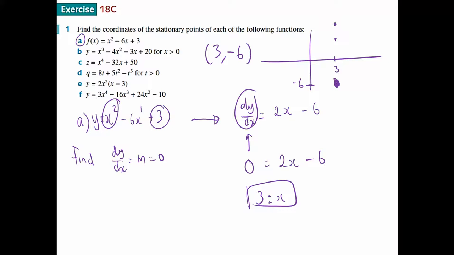Now in year 11 and 12, just because you know the graph, if you can't say yes, it has to be a local minimum, you actually have to prove it. Okay, this is for 18D now, so I'm doing 18C, but 18D would require you to prove that. So now we've found the stationary point, we know it's right here.